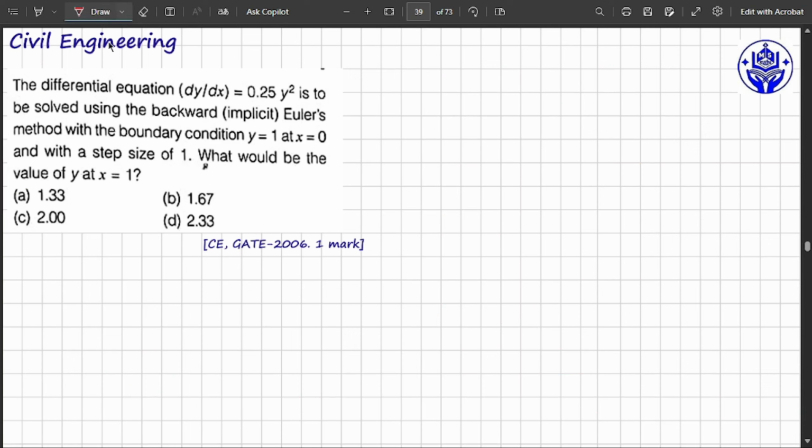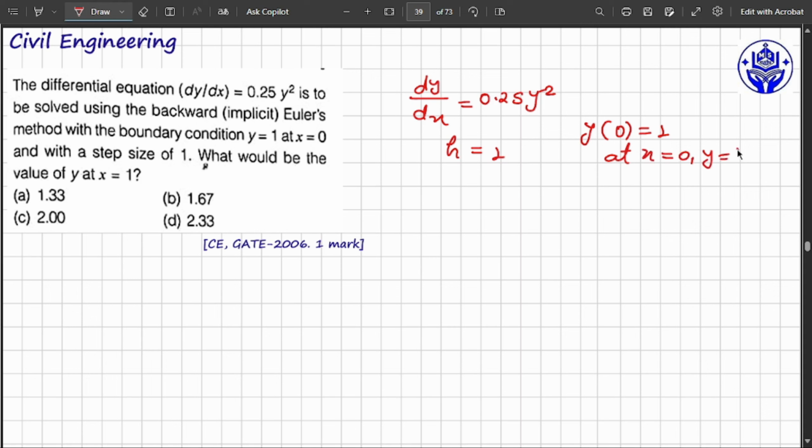Next, this is again in civil engineering, the differential equation. This is related to the backward implicit Euler formula. So we can write it like this: dy by dx is equal to 0.25 y square, that is the equation given. Then h is equal to 1 here, and y0 is equal to 1. It means at x equal to 0, the y value is 1.